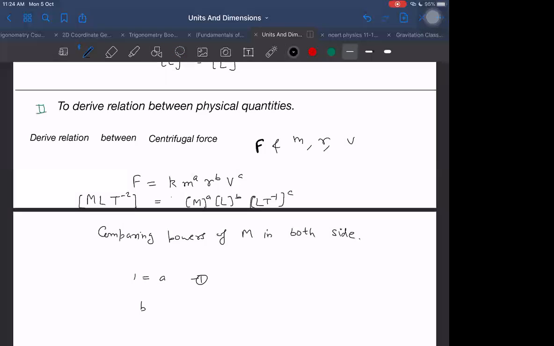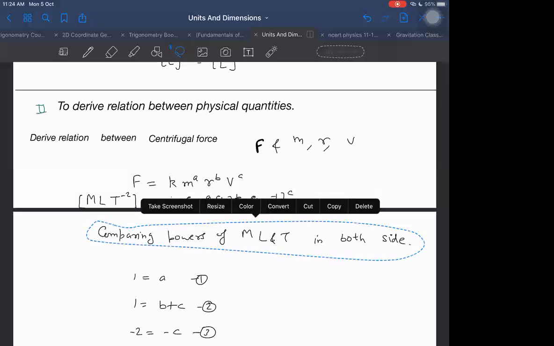Similarly, for L, left hand side 1 and right hand side B plus C. Third equation, for time, left hand side minus 2 and right hand side minus C. C equal to 2. So we are getting the answer this way.